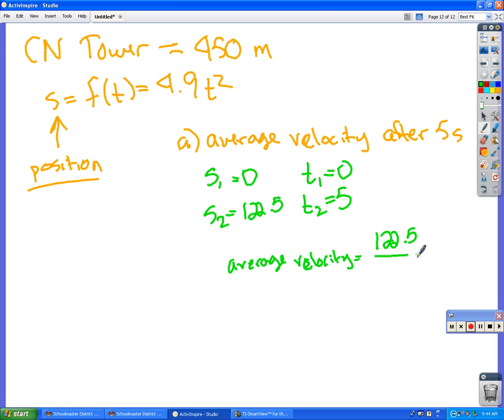How long did it take to do that? Total of 5 seconds. So I just divide those two things and get what? 24.5 meters per second is the average velocity. Okay, so that's easy, right?